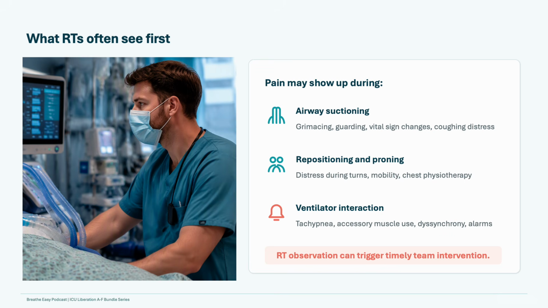Now here's where this gets personal for us as respiratory therapists. We are frequently the first to see pain show up because we are right there in the moments that hurt. Think about it: airway suctioning, grimacing, guarding, coughing, gagging, distress, vital signs jumping. Think about repositioning and proning. Patients get distressed during turns, mobility, chest physiotherapy. And think about the ventilator interaction: tachypnea, accessory muscle use, dyssynchrony, alarms. None of that requires a prescription pad.